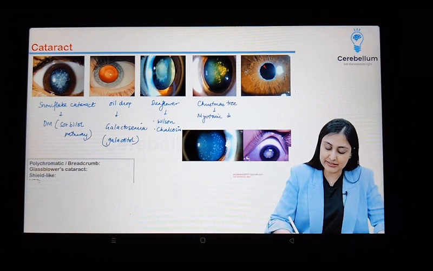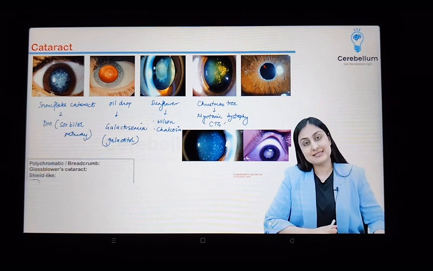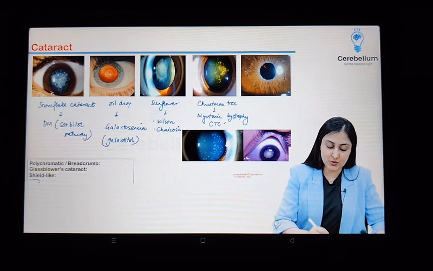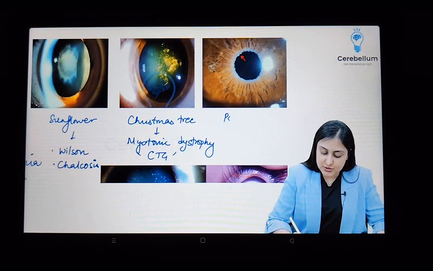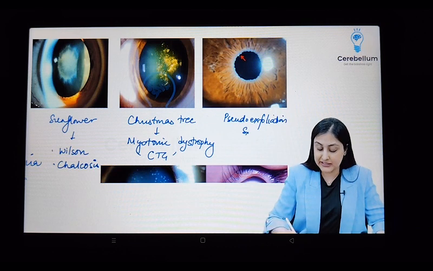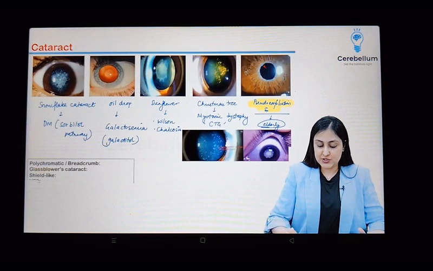In PATH, we will be learning about the trinucleotide repeats. Myotonic dystrophy, remember I've taught you, cannot terminate grip. So that is CTG. This is Christmas tree cataract, and this is last year's NEET question. It's not really a cataract, but I've just placed it here so that you remember it together. This is pseudo exfoliation syndrome, where you have this dandruff-like material deposited, and this is frequently seen in the elderly population, is what was the question. So this is what you want to know.